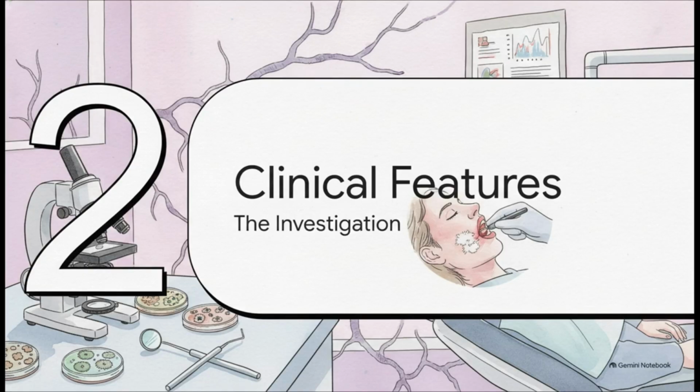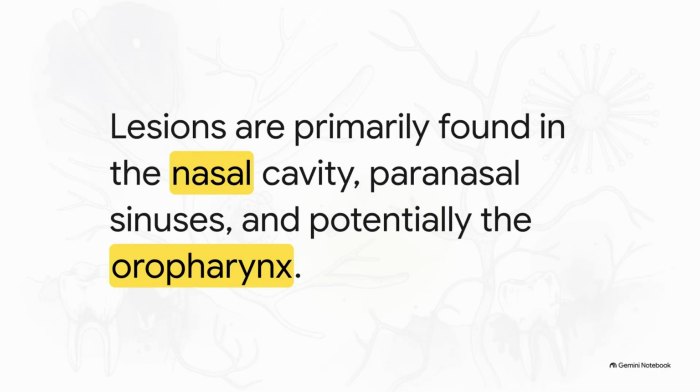Moving right along to section 2, clinical features, the investigation. In the head and neck, the presentation of mucormycosis and aspergillosis is heavily concentrated in the upper respiratory pathways. You're primarily going to find these lesions in the nasal cavity and the paranasal sinuses, especially the maxillary sinus, with potential extension drifting down into the oropharynx.